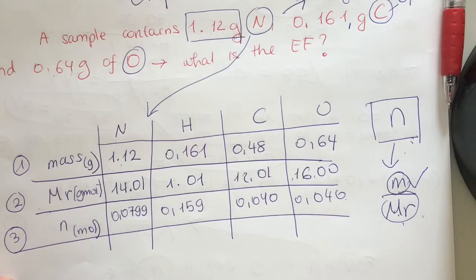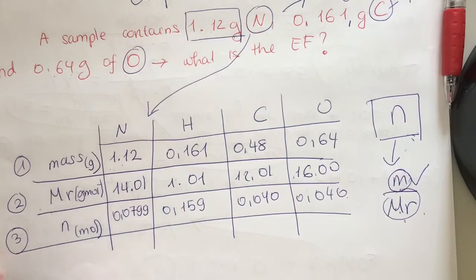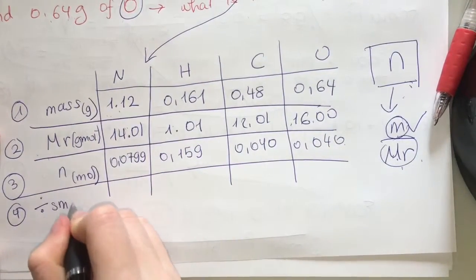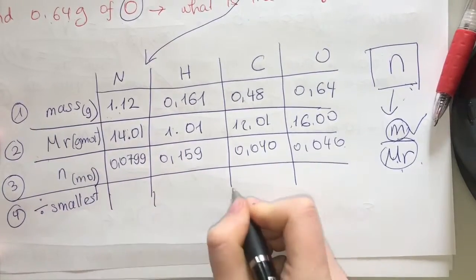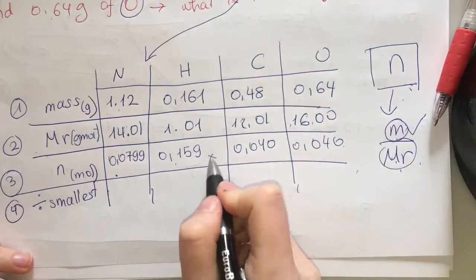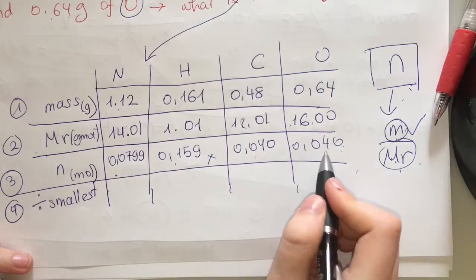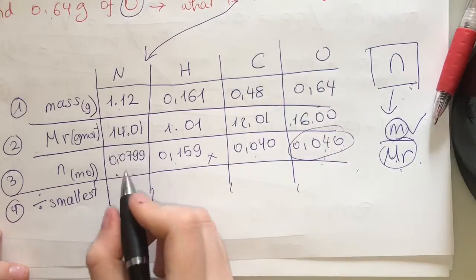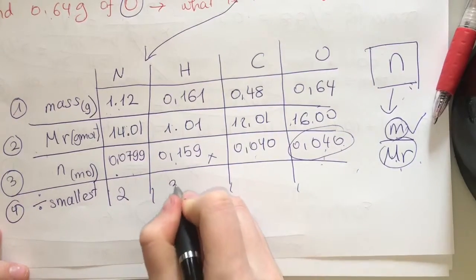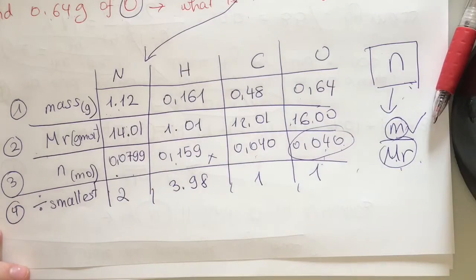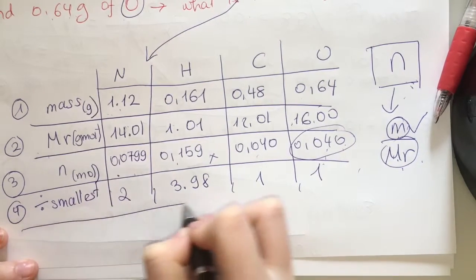Okay, so now what you have to do now, this is the most important step, and this is your step 4, which asks you to divide by the smallest, because you need to find the ratio. Okay, so you need to divide by the smallest. Okay, so let's find the smallest one out of this one. This is pretty small compared to this one, so this is already not the smallest one, and these two, I guess you would just divide by that one. That's the smallest one. Okay, so you divide this by that, and you would receive here 2. Here you would receive 3.98. Here you would get 1, and here you get 1, because you divide them by 0.040. Okay, so this is your first step done.